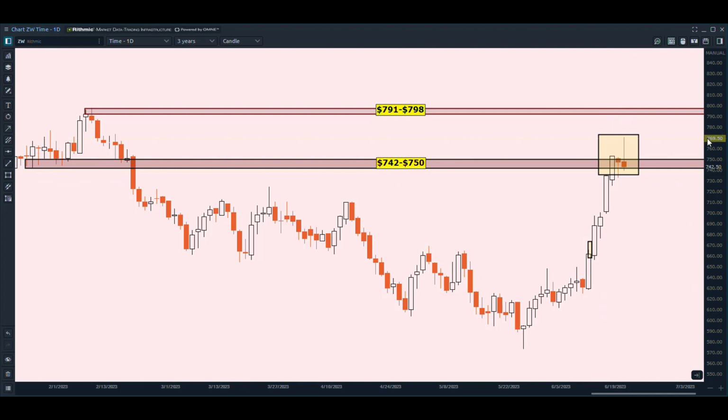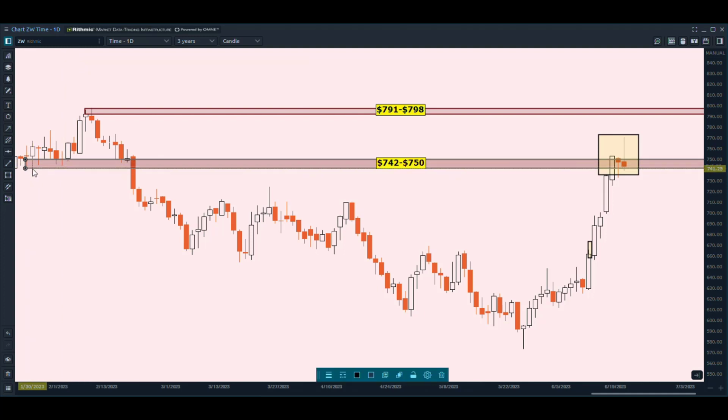Now, it's not going to be perfect. You can see that we did slightly move up above this area, but anytime you have a breakout, you always want to anticipate at least a retest of that breakout zone. So it isn't shocking at all to see a little bit of a pullback in price respecting this 742 to 750 area. Notice I'm not saying 742.50. I'm giving this an $8 margin of error, because that's just what we're seeing.